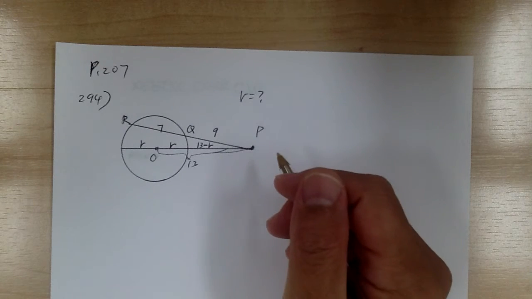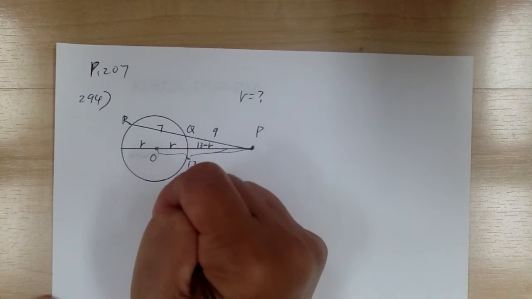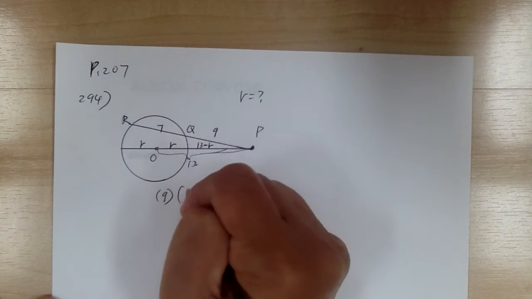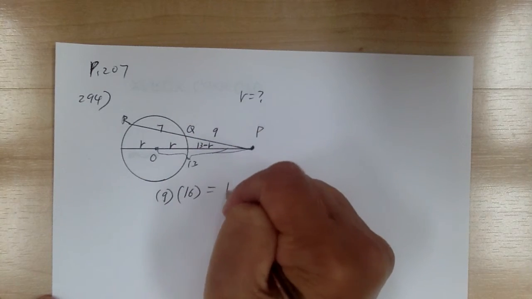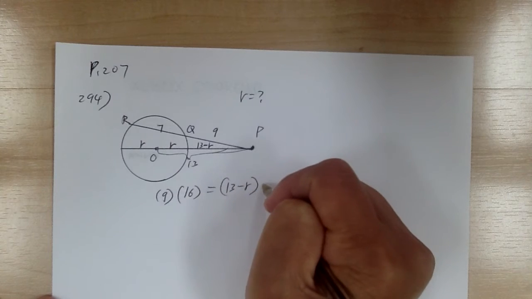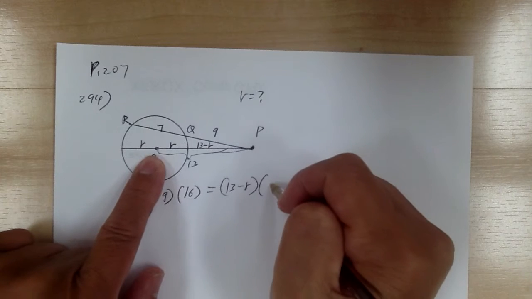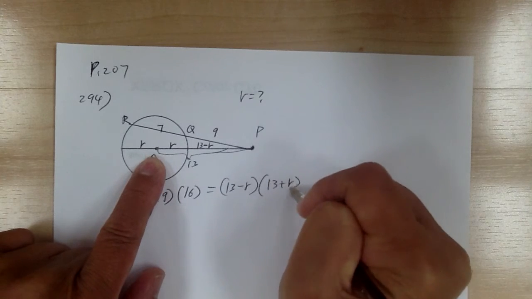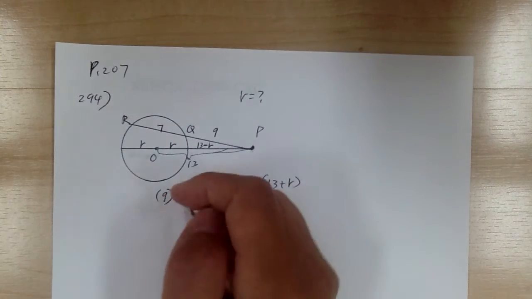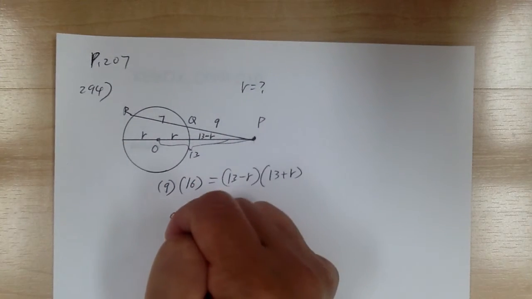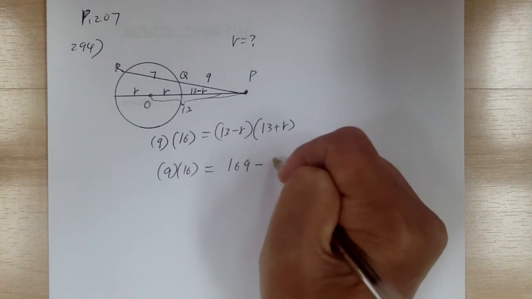Okay, so let's apply the power of a point formula. From point to circle, that's 9, times point to circle, that's 16, you have to add this. It's equal to point to circle, that's 13 minus R, times point to circle, so that would be 13 plus R. Right, because from here to here is 13 plus R. So this will equal 169 minus R squared.